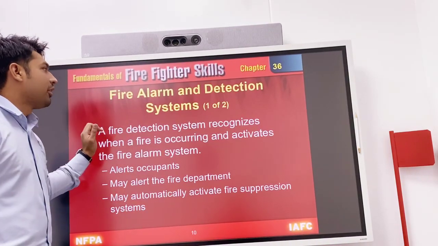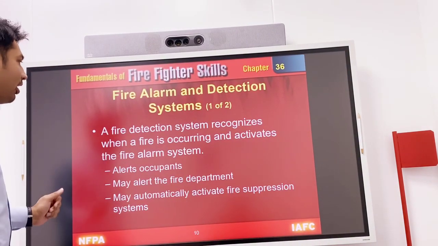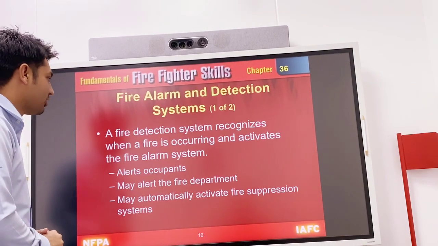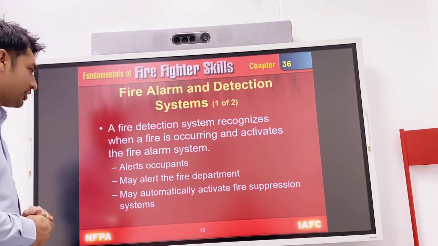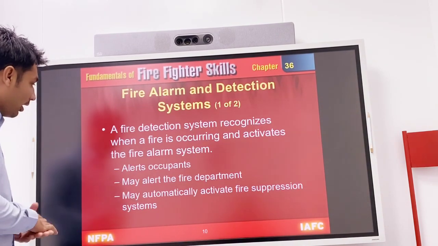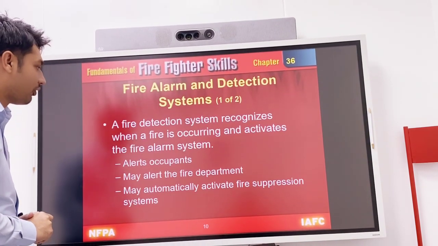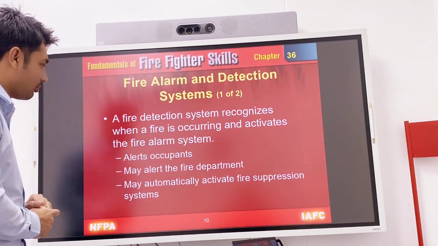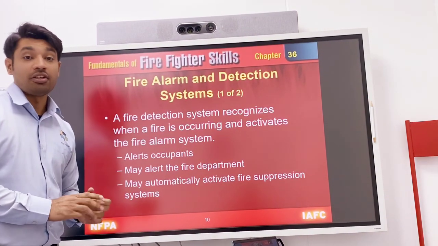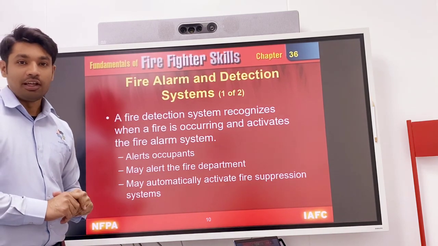Today's lecture is fire alarm and detection system. A fire detection system recognizes when a fire is occurring and activates the fire alarm system. It alerts occupants, may alert the fire department, and may automatically activate a fire suppression system. The fire alarm system is very essential for today's life.